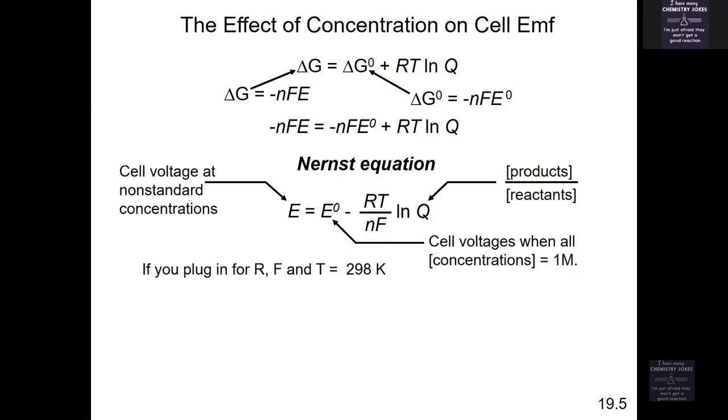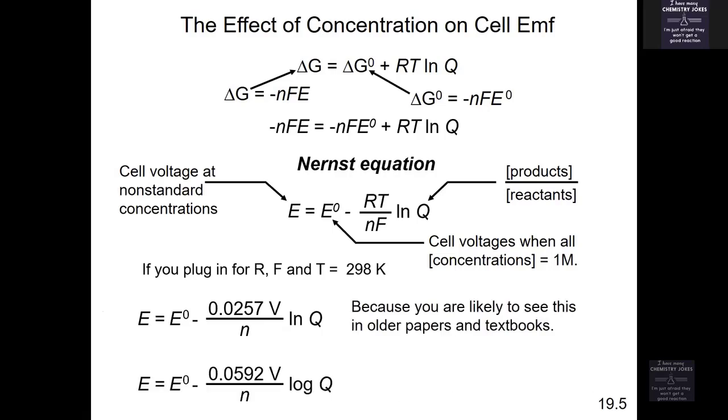So this RT over NF, R is a constant and F is a constant, and frequently we're talking about systems at room temperature or 298 Kelvin. So the Nernst equation is sometimes seen in this simplified form, where you've plugged in R and F as the constants and 298 room temperature. You'll see that sometimes, but you'll also see it this way.